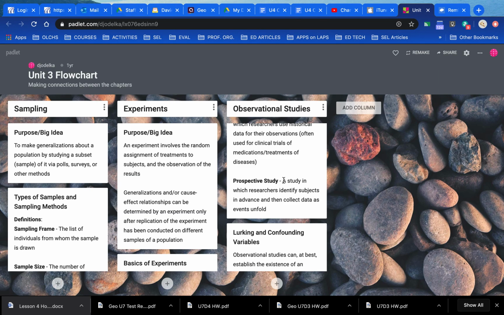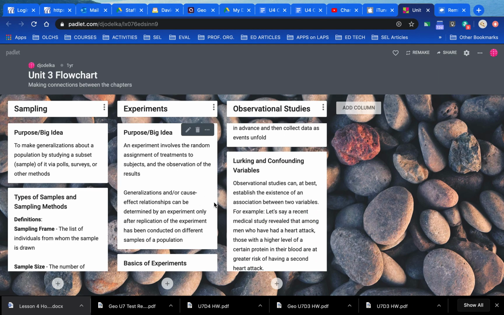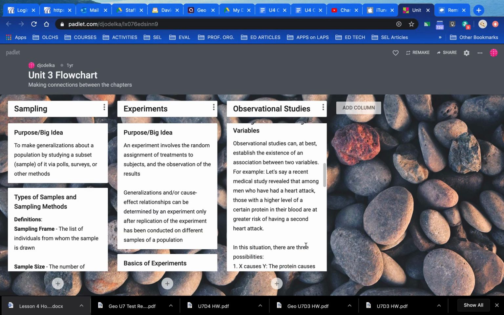If I wanted to see the effects of a new curriculum on AP Stats, the students might not know it's a new curriculum, but I'm observing what's happening and taking note of it as it goes through. All right, and then back to that word confounding, lurking, and confounding variables. It says right here, observational studies can at best establish the existence of an association between two variables. So again, this is almost like correlation. You might notice there's something connected, but you cannot say definitively one causes the other unless it's an experiment.